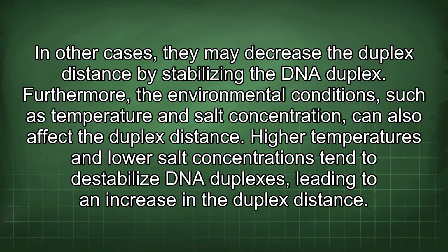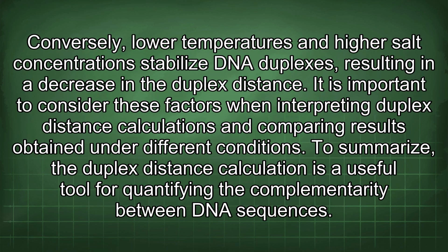Furthermore, the environmental conditions, such as temperature and salt concentration, can also affect the duplex distance. Higher temperatures and lower salt concentrations tend to destabilize DNA duplexes, leading to an increase in the duplex distance. Conversely, lower temperatures and higher salt concentrations stabilize DNA duplexes, resulting in a decrease in the duplex distance. It is important to consider these factors when interpreting duplex distance calculations and comparing results obtained under different conditions.